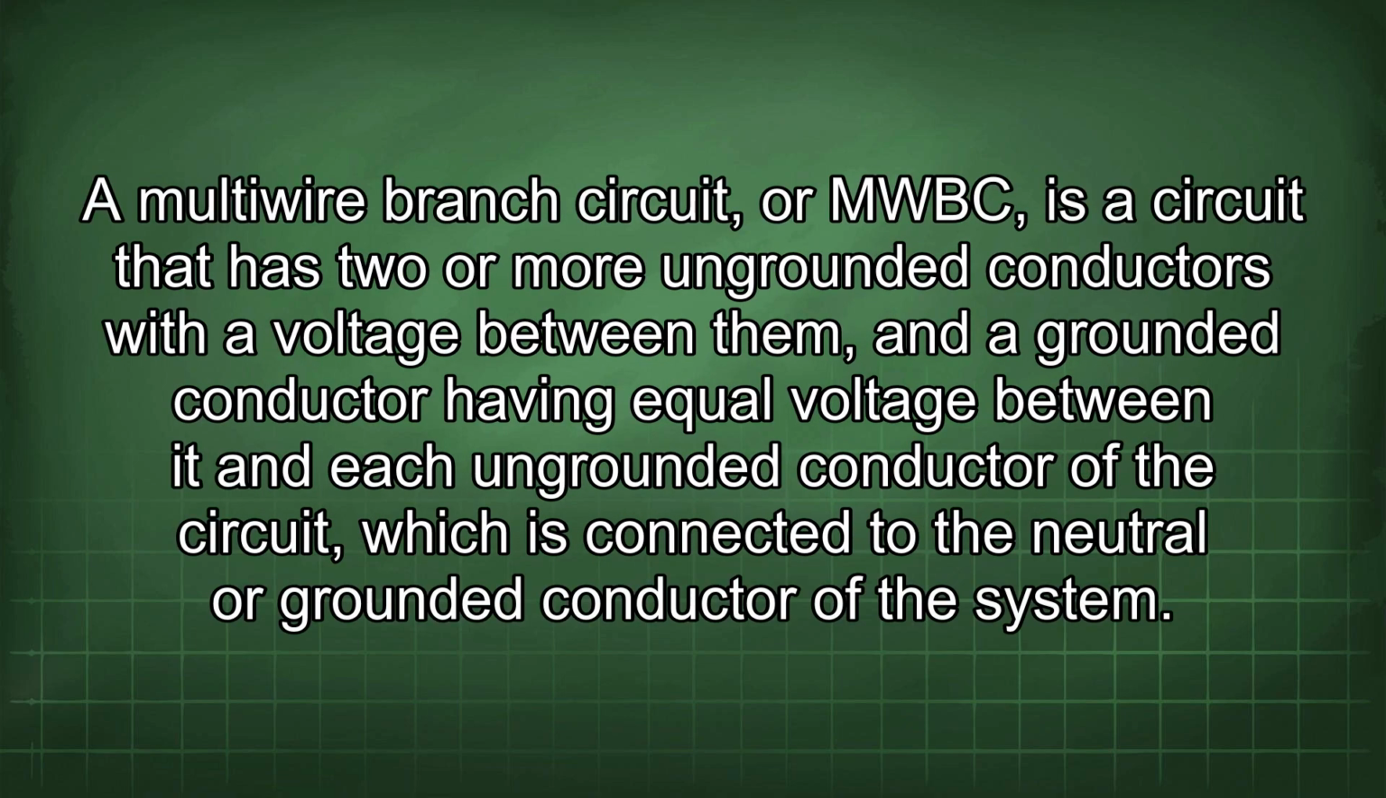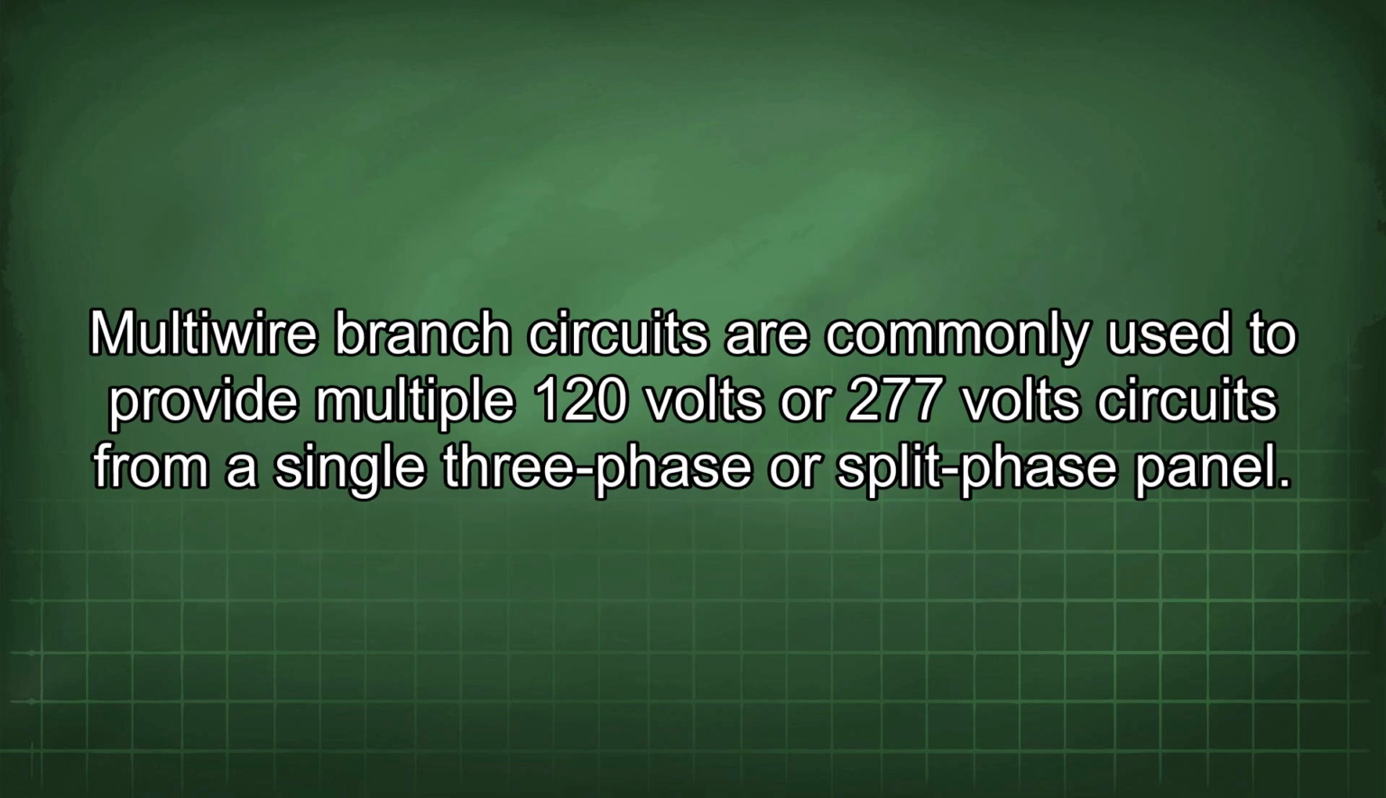A multiwire branch circuit, or MWBC, is a circuit that has two or more ungrounded conductors with a voltage between them, and a grounded conductor having equal voltage between it and each ungrounded conductor of the circuit, which is connected to the neutral or grounded conductor of the system. Multiwire branch circuits are commonly used to provide multiple 120 volts or 277 volts circuits from a single three-phase or split-phase panel.